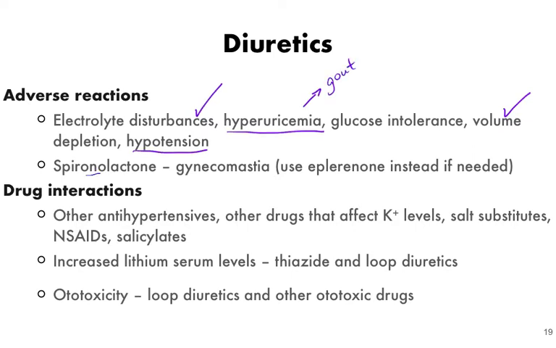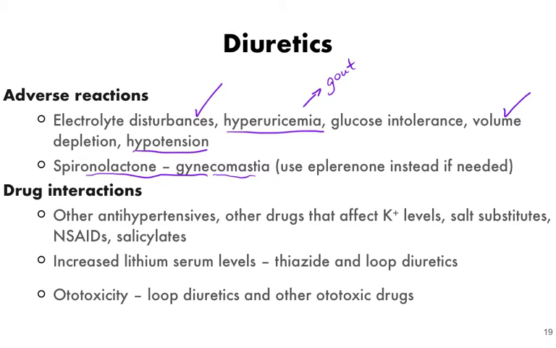Because of spironolactone's action on hormones like aldosterone, it can cause some gynecomastia, or breast tissue development, in male patients. It's typically something you only have to worry about if doses are high and therapy is prolonged. And if it is of concern, or it does develop, you can switch the patient to another potassium-sparing diuretic like eplerenone.